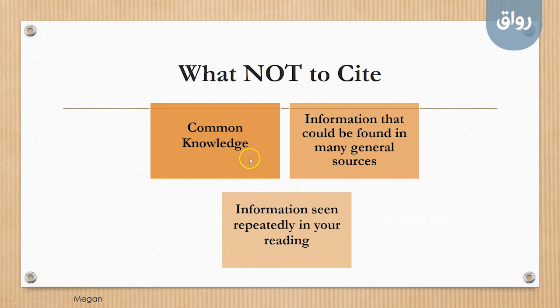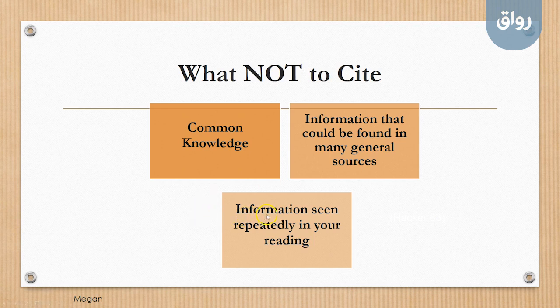What not to cite? Common knowledge. Information that could be found in many general sources, like very simple scientific facts. Let's say water boils at 100 degrees centigrade. Do I have to cite the reference for that information? No, because it has become very well known.